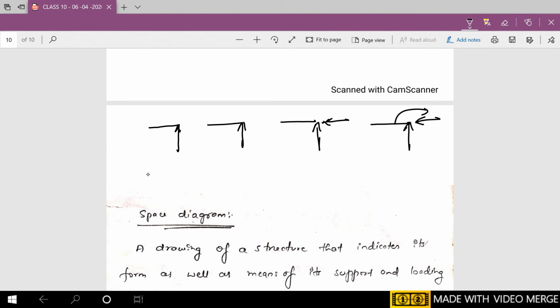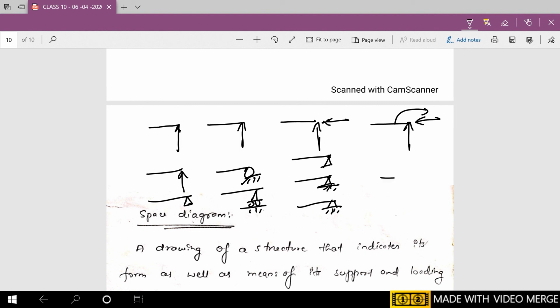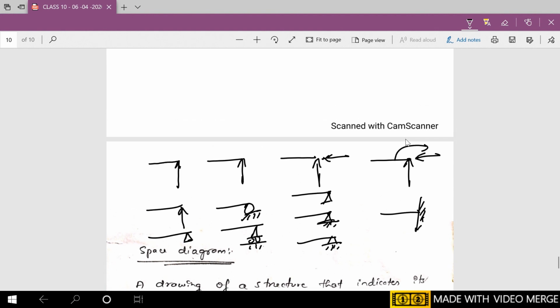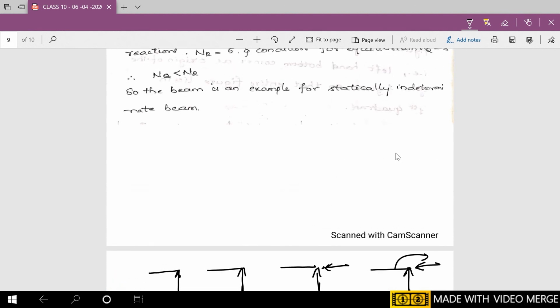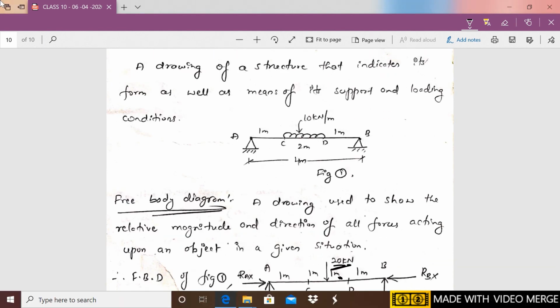So the representation of a simple support is the same thing, one reaction. A roller may be a circle or a triangle with a circle. A hinge may be a triangle, or a triangle and a hash. So you should remember this representation as well as how to convert it into a reaction, and how to convert UDL and UVL into point load. Anyway, the problems we will see in the next class.